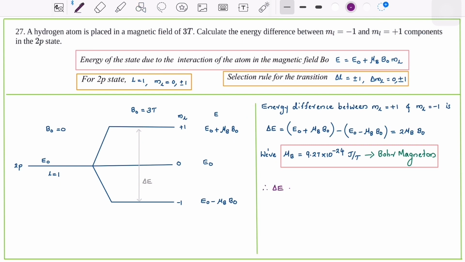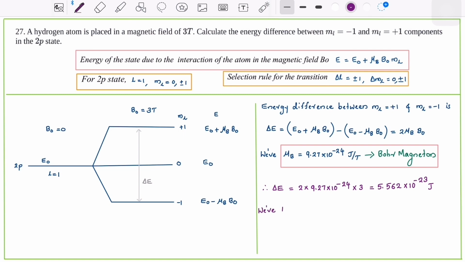It is given that B0 is 3 Tesla, therefore the energy difference delta E is equal to 2 times 9.27 times 10 raised to minus 24 times 3, that is equal to 5.562 times 10 raised to minus 23 joule. This is the answer in joule.